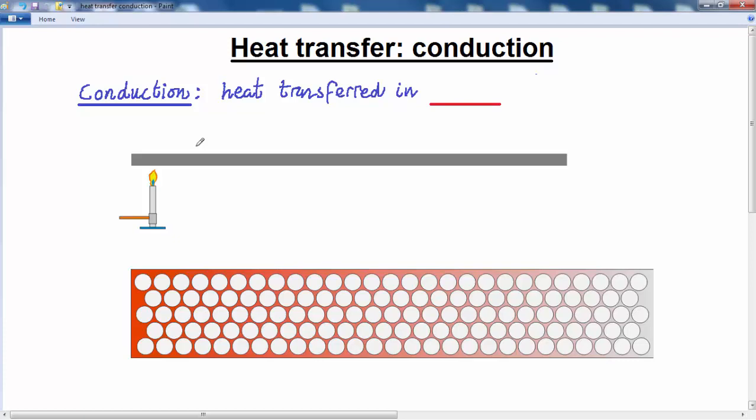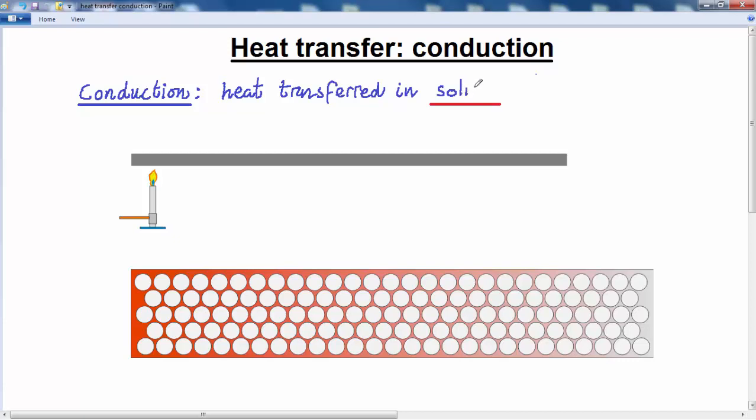In this lesson we're going to look at thermal conduction. Now, thermal conduction is the mechanism by which heat is transferred in solids as opposed to liquids or gases, which we'll look at in the next lesson. Okay, so conduction is how heat is transferred in solids.